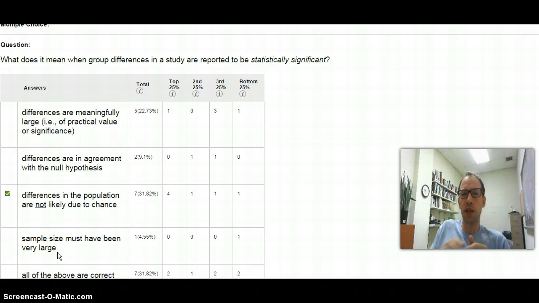I want to talk briefly about this. If a sample size is large, you're much more likely to get statistical significance, because the larger the sample size, the more you are able to pick up a small, tiny result. If you have a small sample, you're not going to pick up on a small result. You can only pick up on a very large result. So if it's significant, it doesn't necessarily mean the sample size was large. It's possible to pick up a statistically significant result with a very small sample size. However, the larger your sample size, the more likely you are to get a statistically significant result.